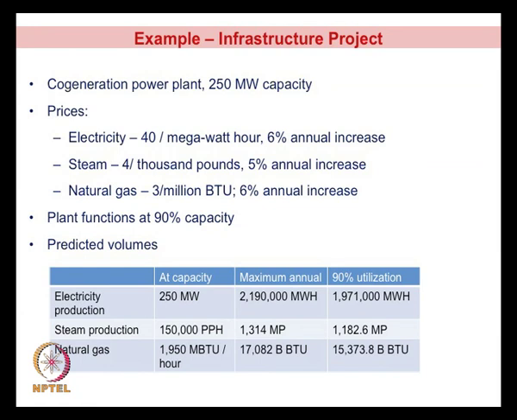Okay, now this is a course on infrastructure finance, and therefore we will take up another example. This time we will take up an example of an infrastructure project and see how we actually do a capital budgeting decision in that case. The example that I am going to discuss with you is a cogeneration power plant, and the power plant has a capacity of 250 megawatts.